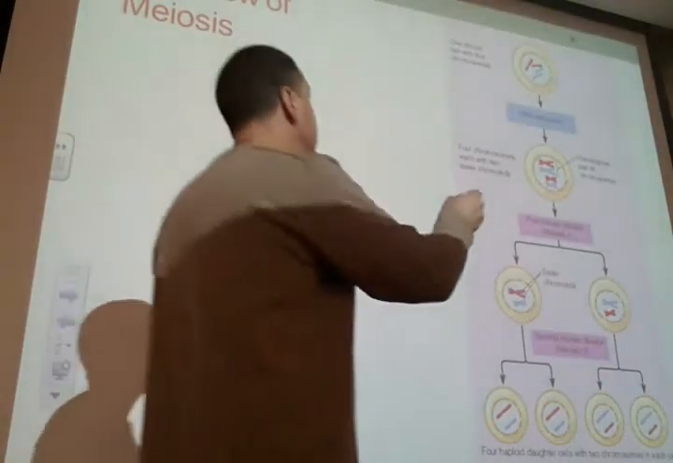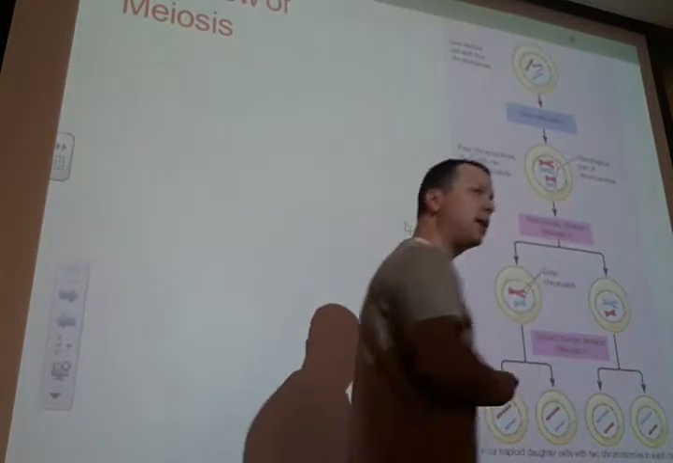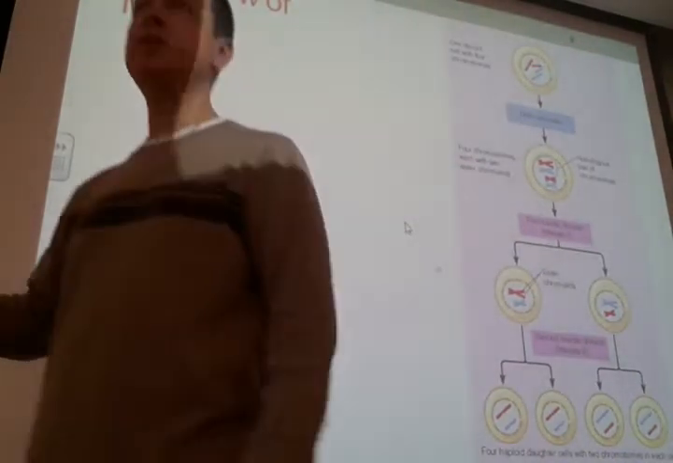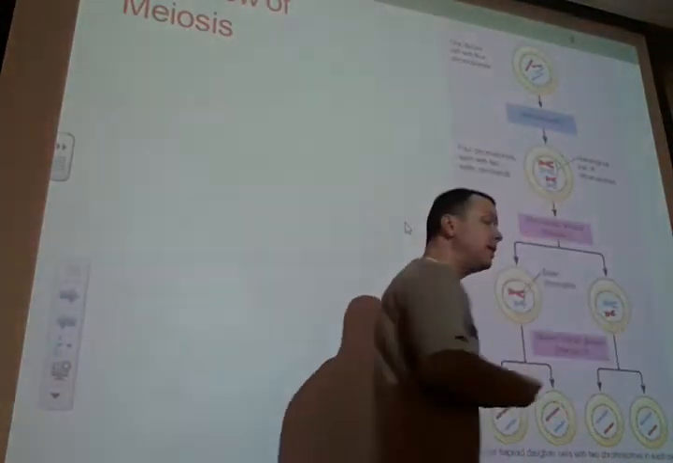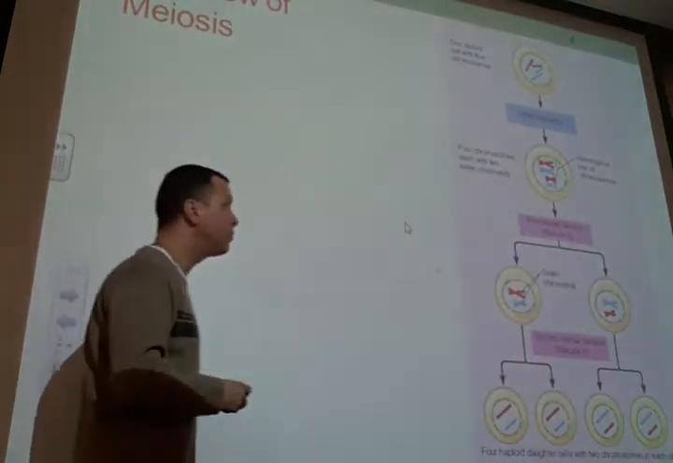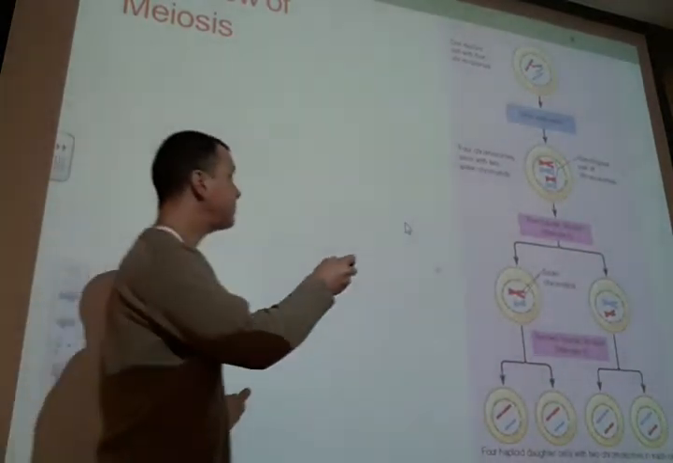In certain specialized cells, in the ovaries of females and the testes of males, we have this meiotic process going on. No other cell type does it. Your brain cells never do this. Your skin cells never do this. Your liver cells never do this. It is only specialized cells in the testes and ovaries that go through meiosis.